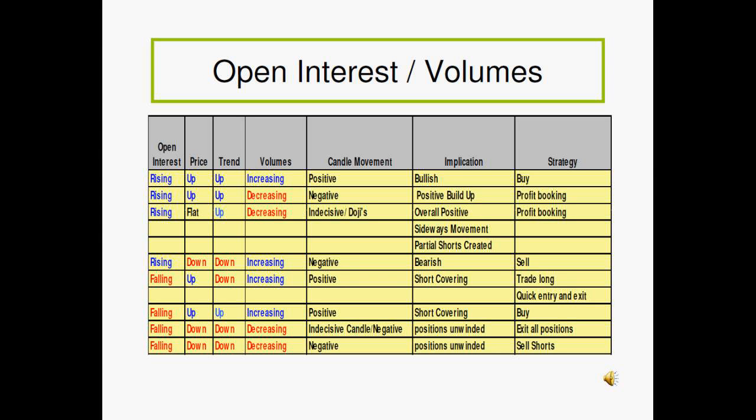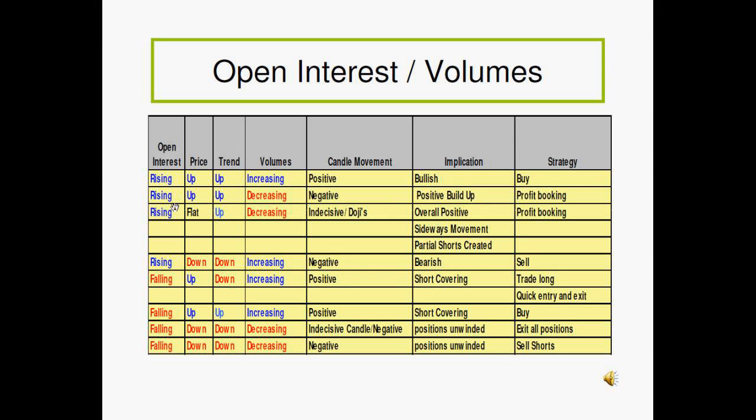So candle movement was positive. What is the implication of all this? Overall a bullish scenario. The implication is bullish and the general strategy will be to buy. So overall, volume and everything is supporting the buying.